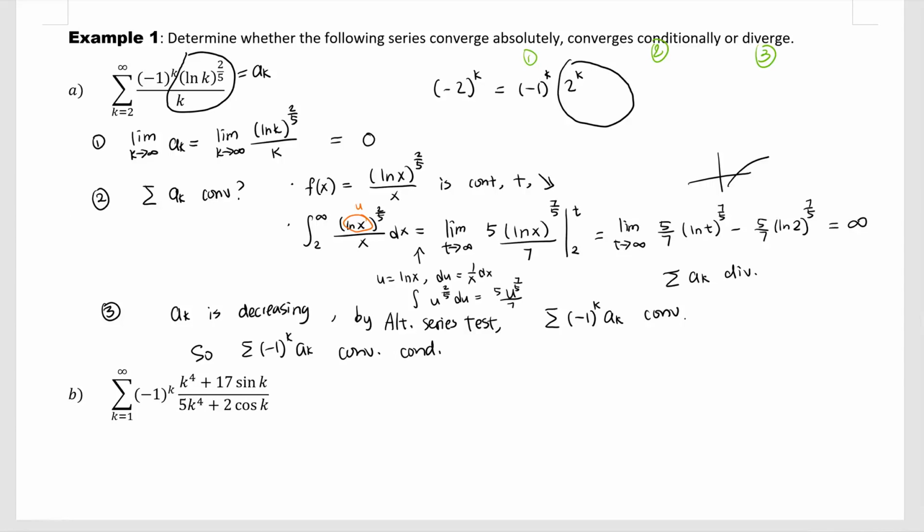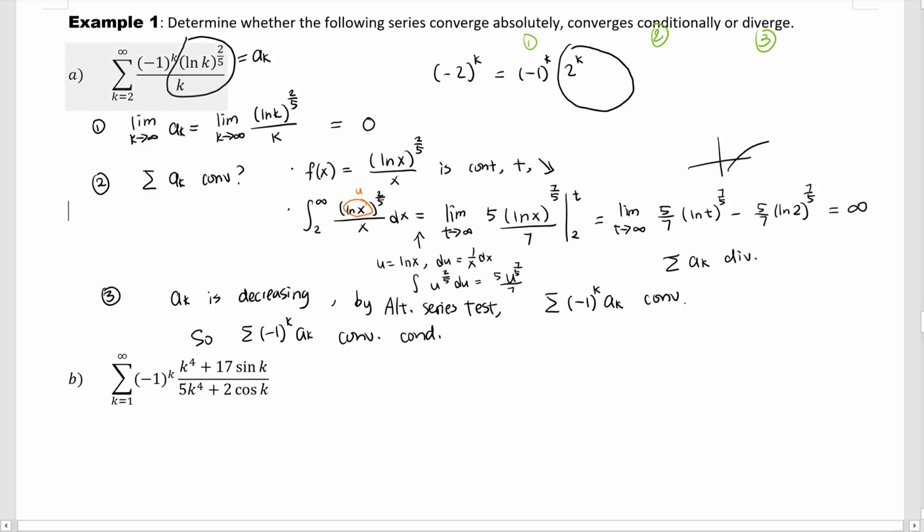Ideally, if you stop at step 1, your conclusion will be diverges by the divergence test. If you stop at step 2, you will get converges absolutely, because the series of the absolute value of a sub k converges. If you go to step 3, your conclusion will always be converges conditionally. Okay, everybody?